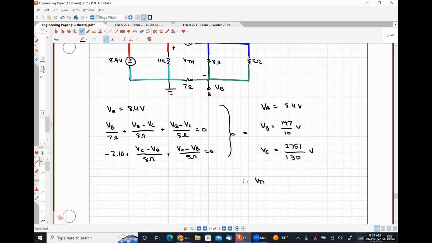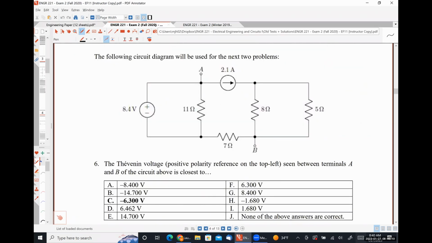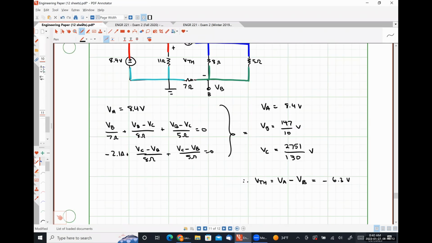From this, my Thevenin voltage is VA minus VB. So X minus Y, -6.3 volts. Let's see if that matches up. I'll be damned. Yes.